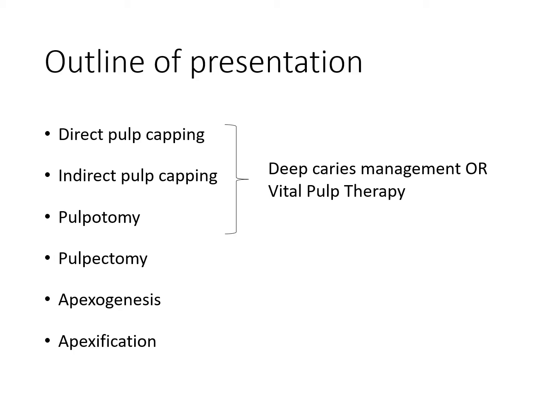Now, basically, when you talk about pulp, these are the list of treatment options that are available for us. And the first three that you see are commonly referred to as deep caries management or vital pulp therapy. So in today's lecture, we are going to look at direct and indirect pulp capping. And in the next lecture, you will be looking at pulpotomy and pulpectomy. And the third lecture series would be on apexogenesis and apexification.